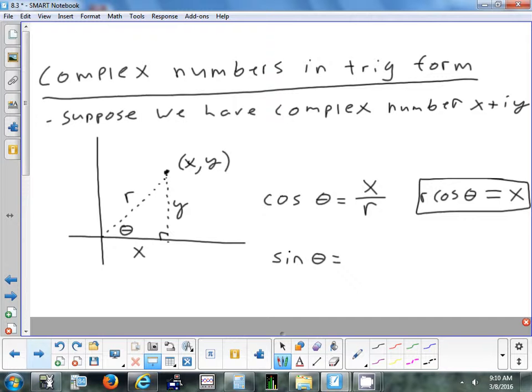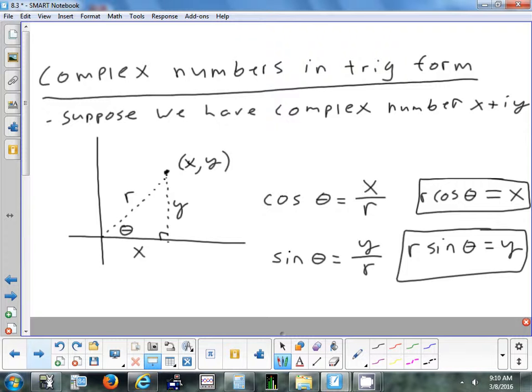Now I want to do the same thing for sine. I'm going to get a formula for y in a second. What's the sine of theta? Opposite over hypotenuse. And Cameron, what side is opposite theta? y. And the hypotenuse again? r. And I'm going to multiply each side by r again. So r sine theta equals y.